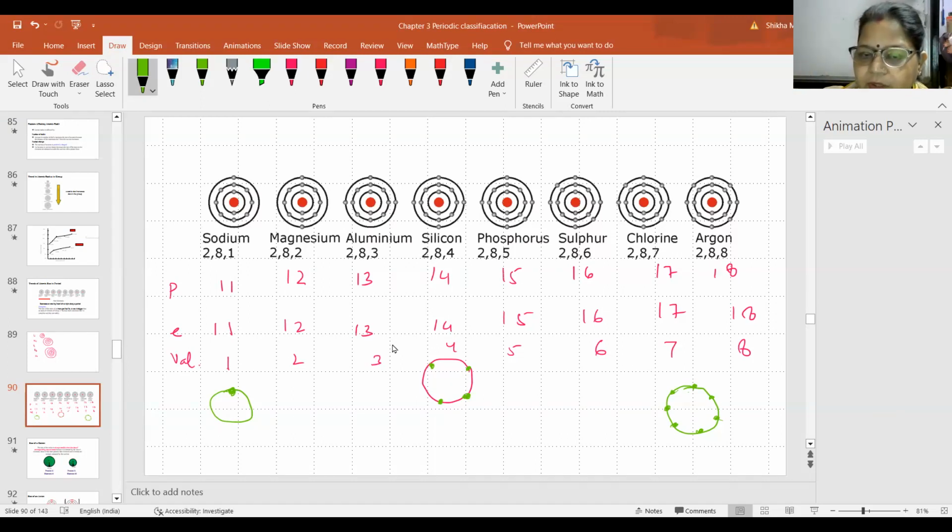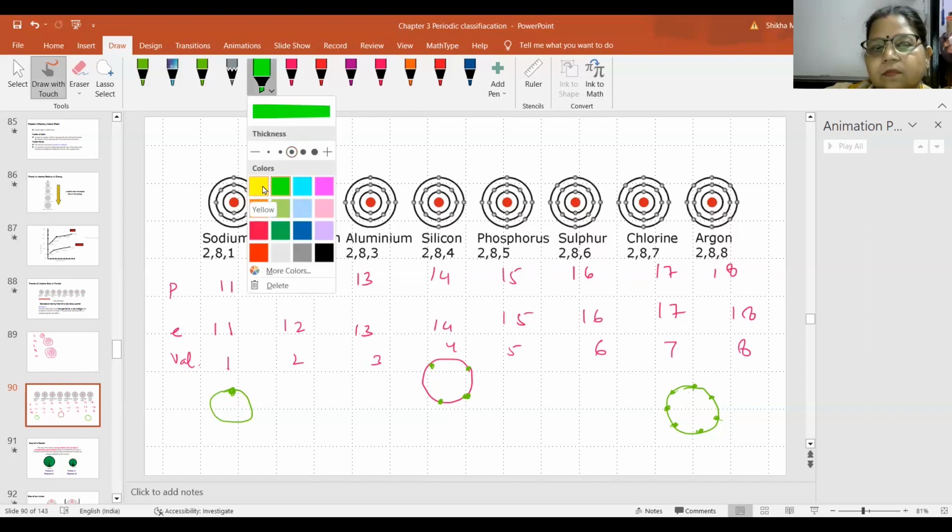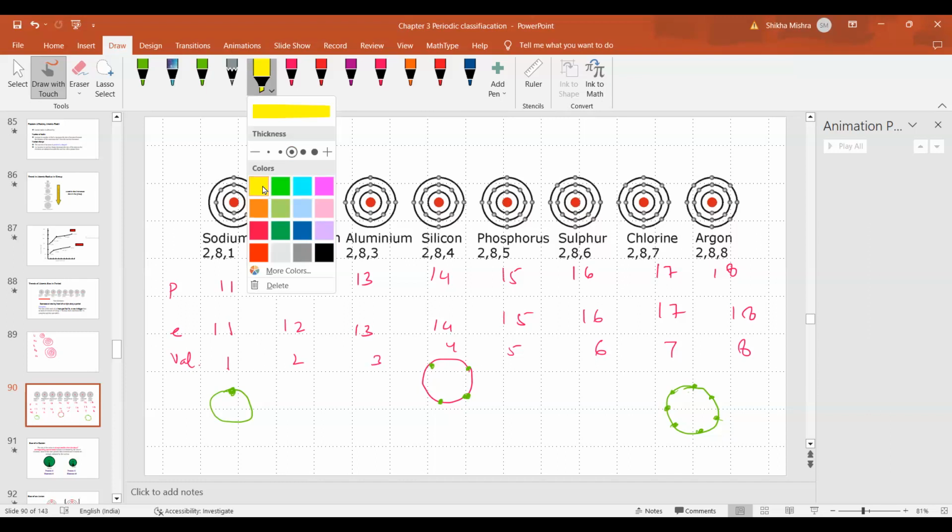Ananya, what do you think? Which will be more attracted towards the center? Ma'am, is it the first one?